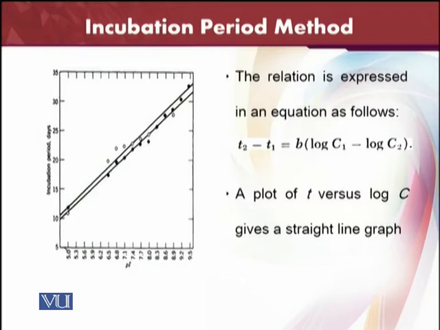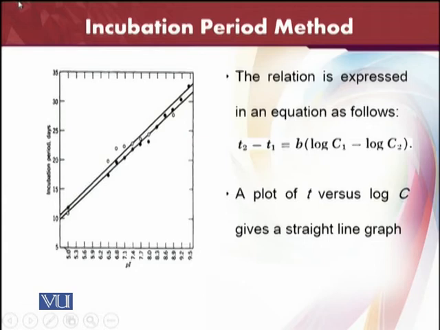You can see here how to describe the incubation period. T2 is time 2 and T1 is time 1. First is the inoculum and how much concentration of the inoculum was given. Then time 1 is when the first clinical signs appeared after the inoculum was injected. In the plot, the incubation period in days is about 10, 15, 20, 25, and then here is the amount of the inoculum. So the plot of T versus log C will be a straight line graph, as is clear from the figure.